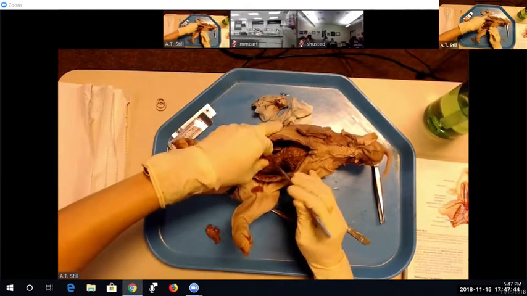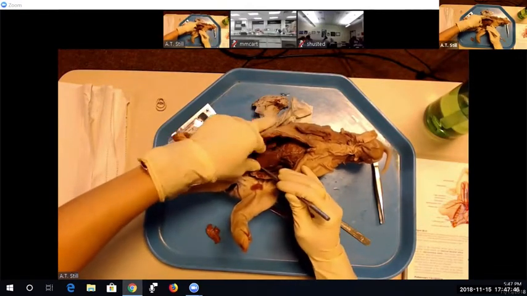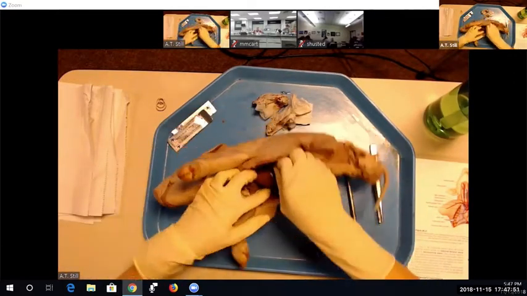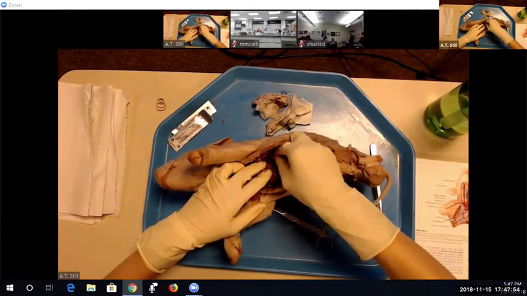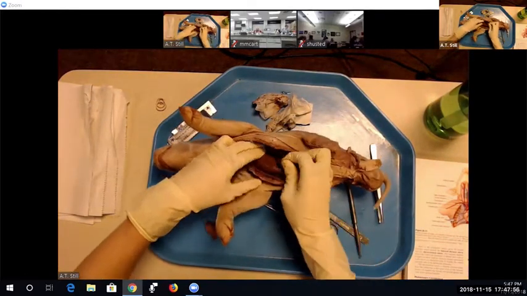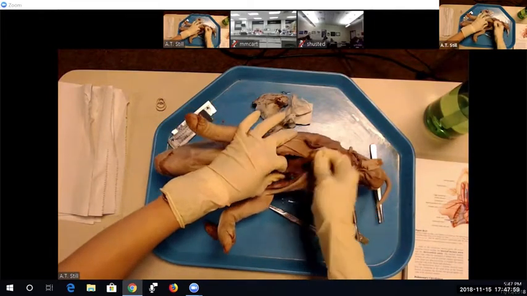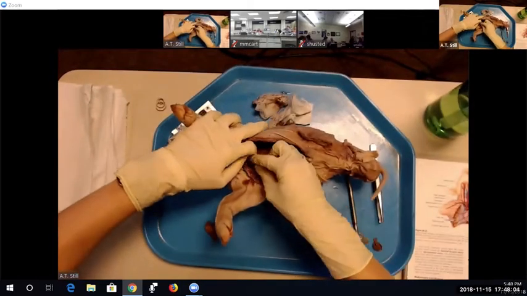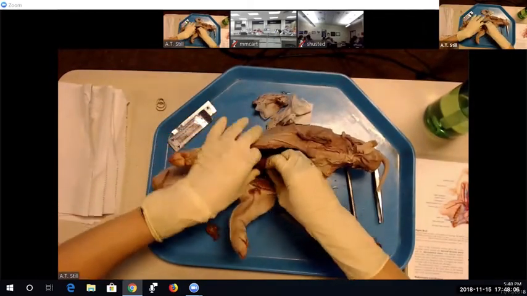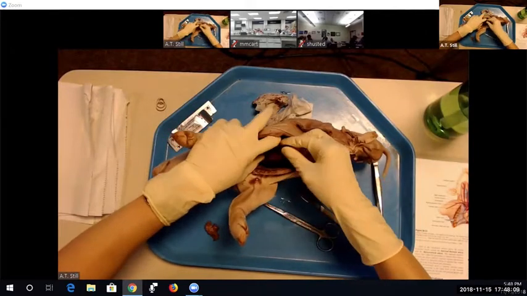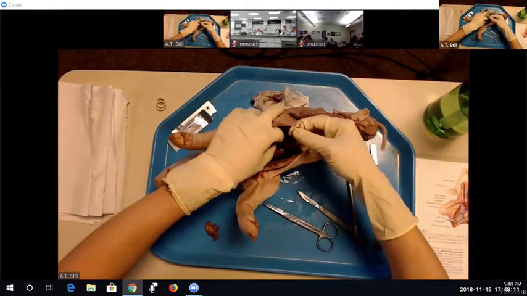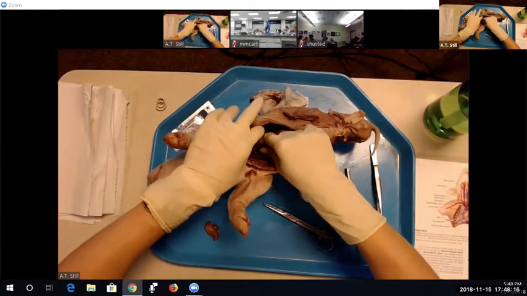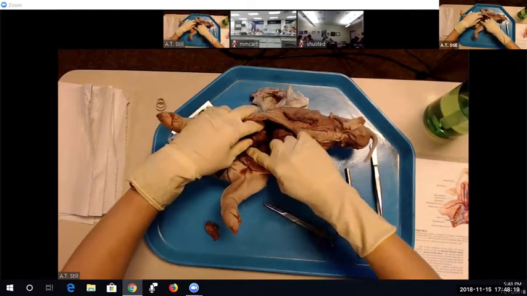So like I said, there's going to be a lot of fluid in here, so feel free to use your paper towels as you need to kind of mop that fluid up. So you can kind of just use your fingers to tear out your pericardium. And if you can't quite get to the back of the heart right now, that's okay. We'll be removing the heart, so we'll get there.